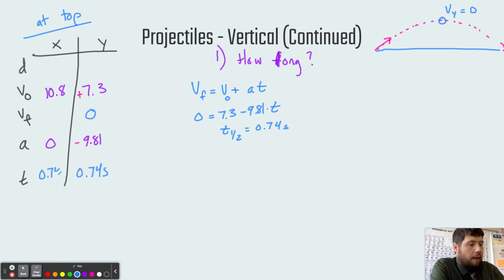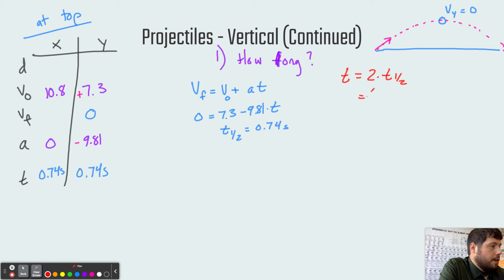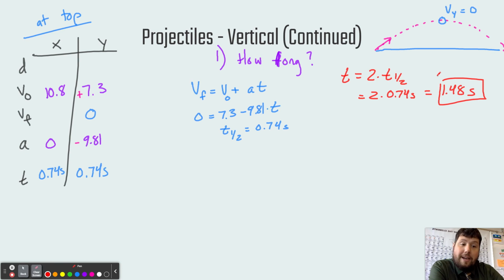to the top. Now, what if they asked you, how long does it take in total? Well, I have solved to get to the top, and everyone knows from kindergarten science that what goes up must come down. If that's the time to get to the top, I called it t1 half because that's just half of the time. To double it is what you get to the whole flight time. So we'll say that the total time is just twice the half time. So 2 times 0.74 seconds is my total time. Doubling it, I could have done that in my head. I get 1.48 seconds. So that's my time of flight.